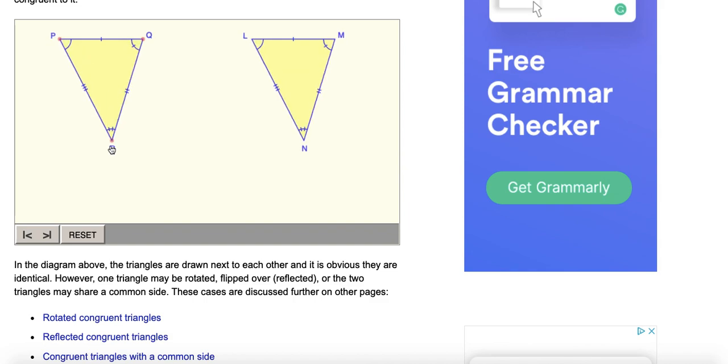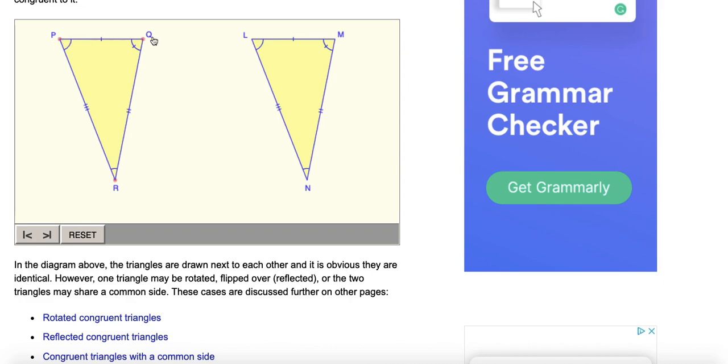And now look at the sides too. Side PQ. Don't say P and Q. It's side PQ is congruent to side LM. Side PR is congruent to side LN because they have the three little tick marks. We call those things corresponding sides or corresponding angles. Okay, so if I asked you, class, what side corresponds with side QR? You would say side MN.